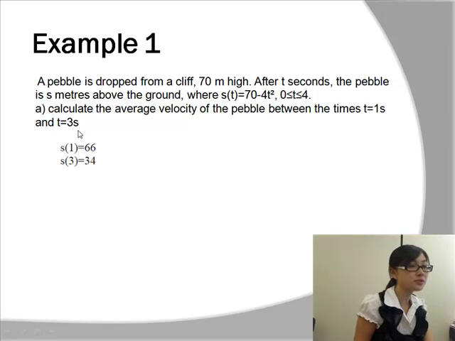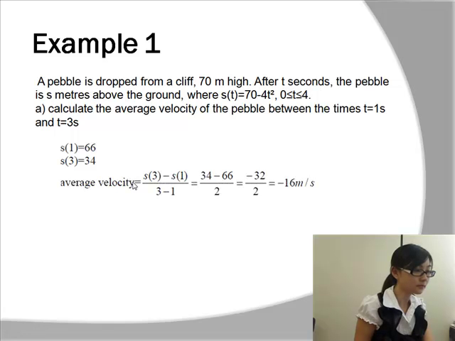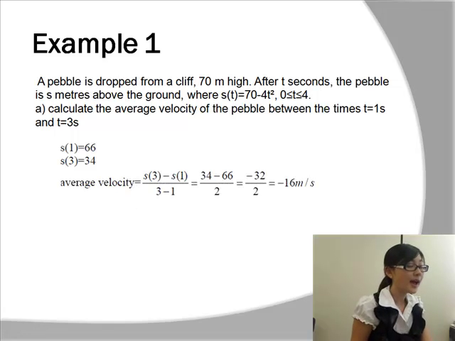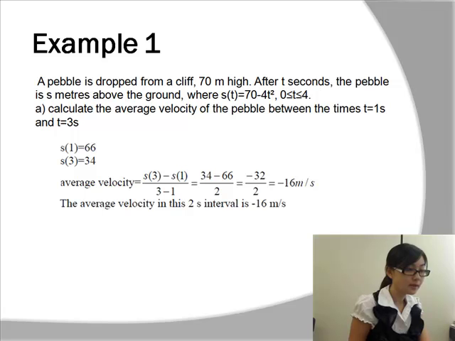At time equals 3 seconds, we do the same thing. We plug t equals 3 back into our original equation, and that will give us 34 meters above the ground. Average velocity, as we mentioned in the previous slide, is the change in position over the change in time. That will be s of 3 minus s of 1 divided by 3 minus 1. That would be 34 minus 66 over 2, which is negative 16 meters per second. Therefore, the average velocity in this 2-second interval is negative 16 meters per second.